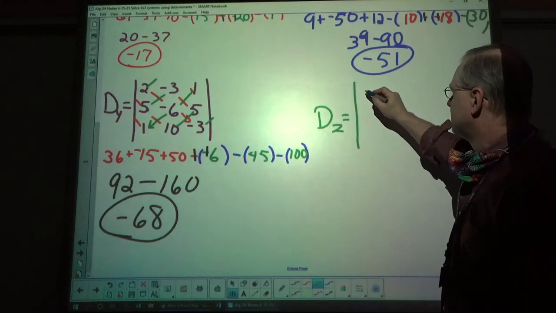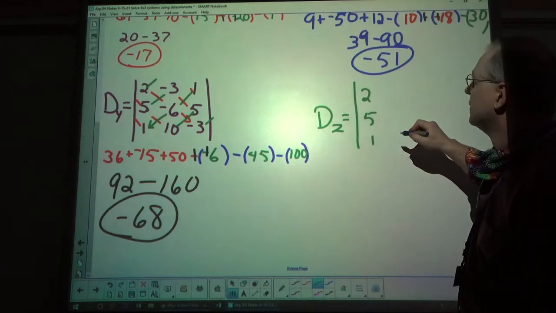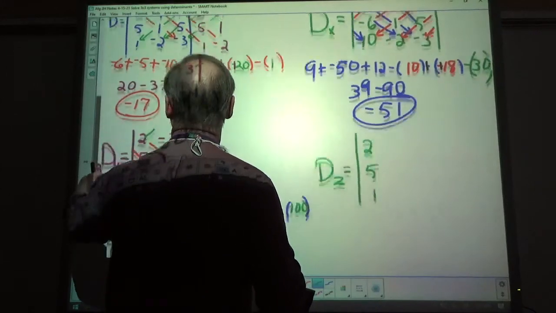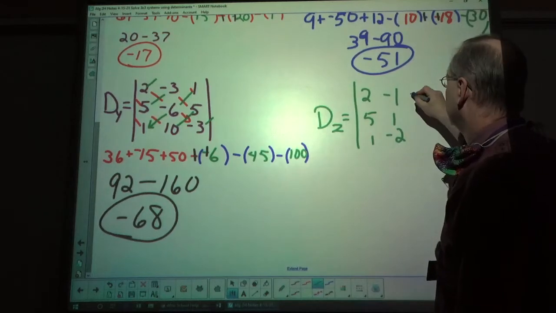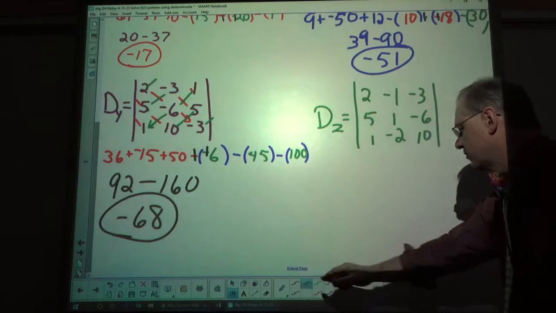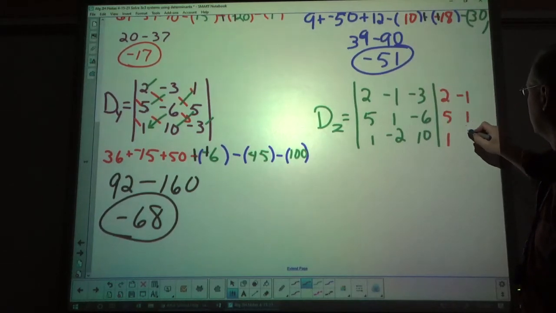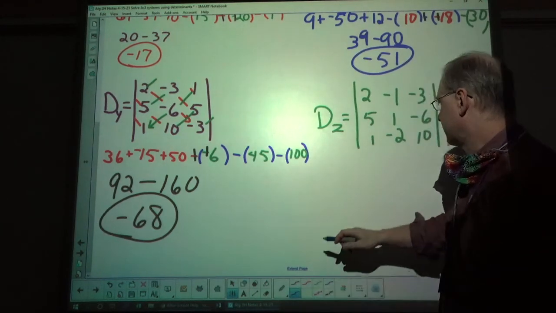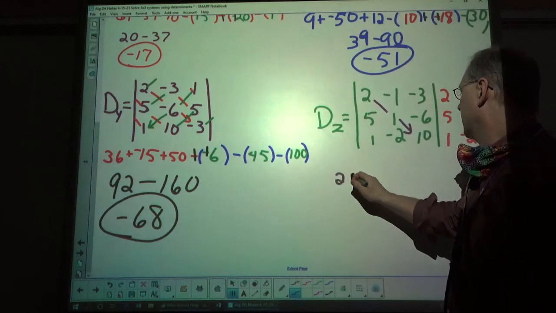Let's see. 2, 5, 1. What are the next ones? Negative 1, 1, negative 2. Negative 3, negative 6, 10. Now remember, you're going to rewrite 2, 5, 1, negative 1, 1, negative 2, so that we can do that. Let's see, multiplying diagonal, that gets me 20.